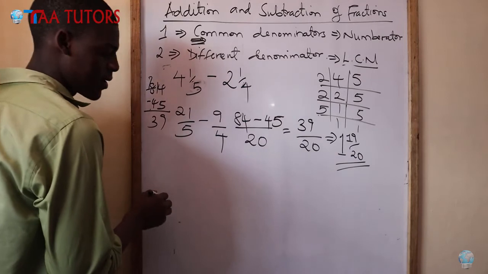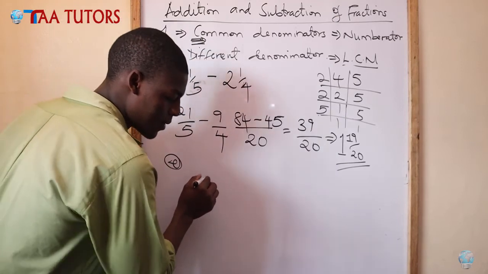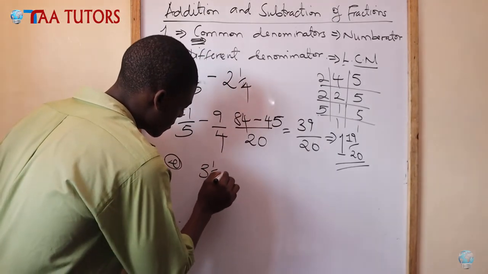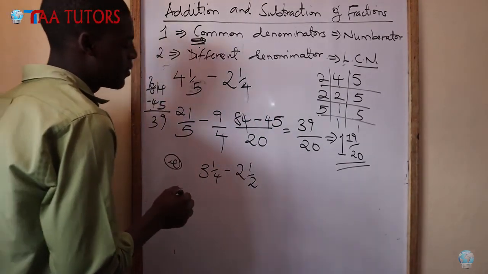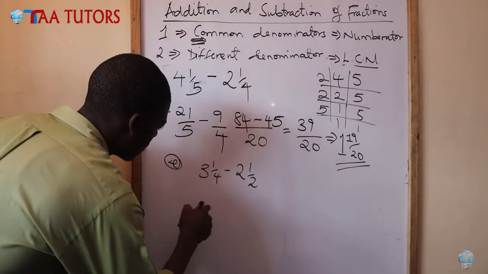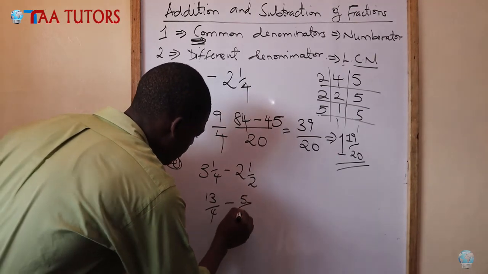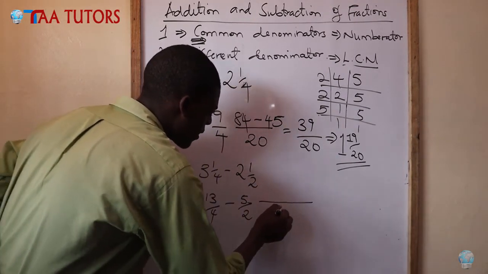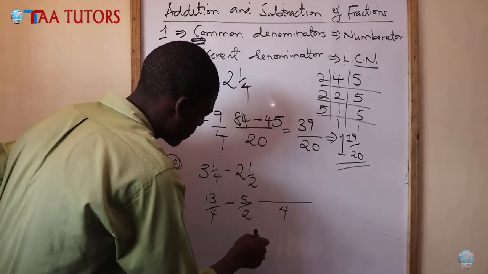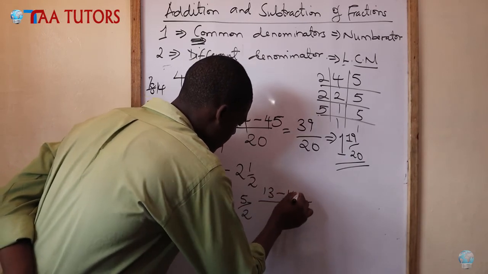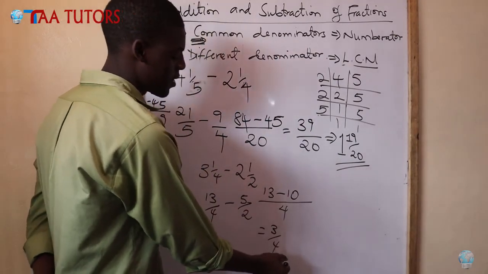We will try this again. This one is the fourth example. We have 3 and 1/4 minus 2 and 1/2. Up to now, you've known what we are supposed to do. We will have 13 over 4 minus 5 over 2. The LCM you now know, you had met 4 and 2 before, so our LCM will be 4. That is 13 minus 10. We will have 3 over 4. 13 minus 10 is 3. 3 over 4. That is what we have as our answer.